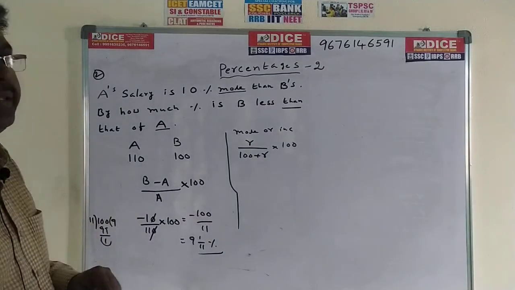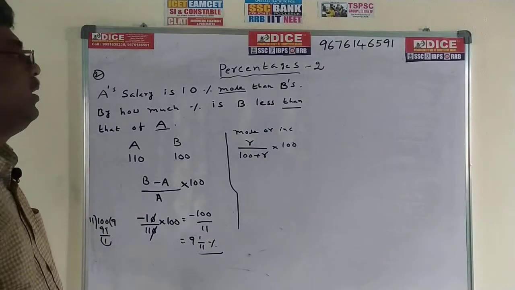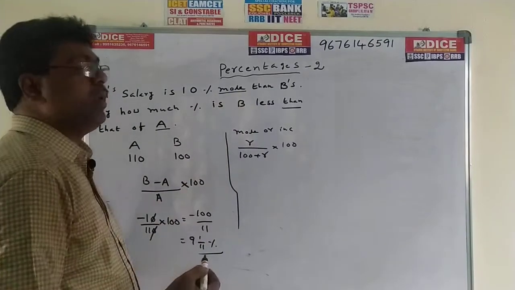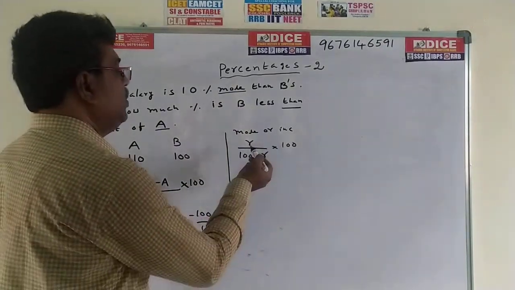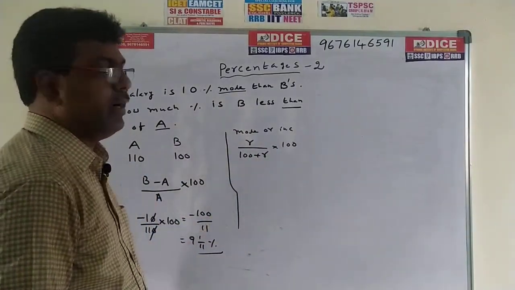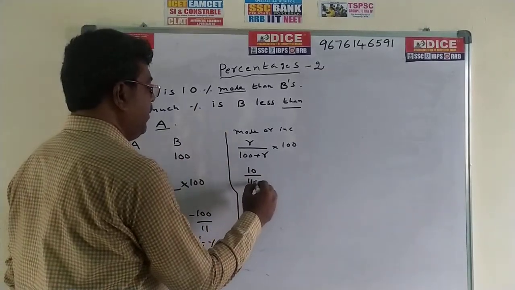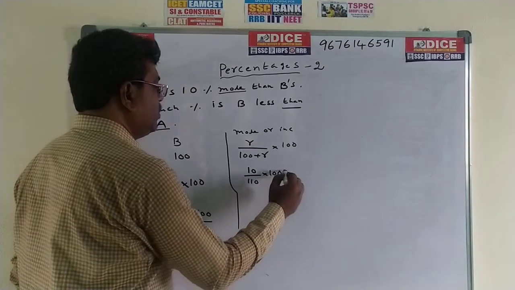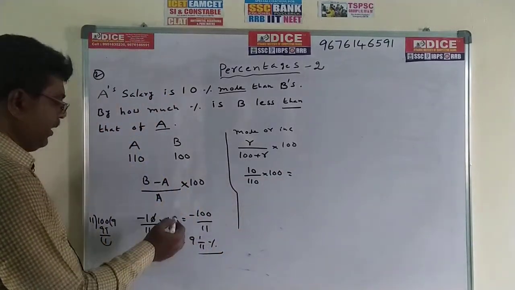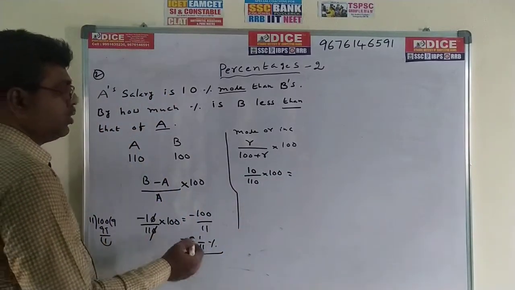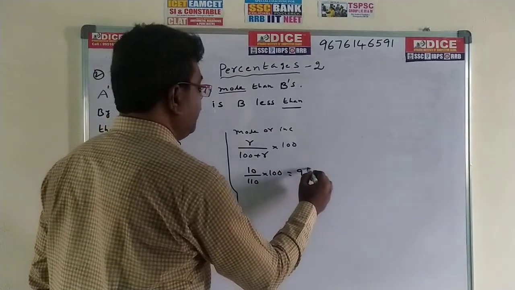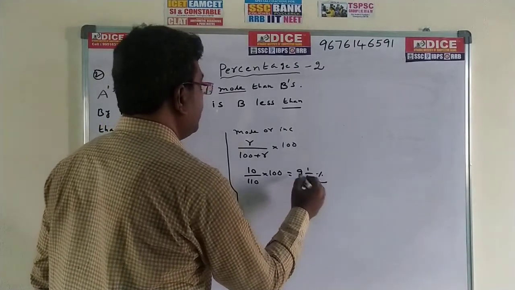So this is the general method. If you go for the shortcut, here "more" is there. Whenever it is more or increase, use the formula R by (100 plus R) into 100. R means 10%. 10 by 110 into 100. So we will get the last step directly. The answer is 9 1/11%. Write on this one, then you can go for the next method.